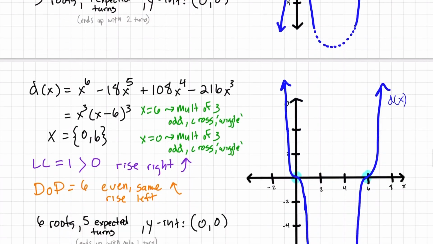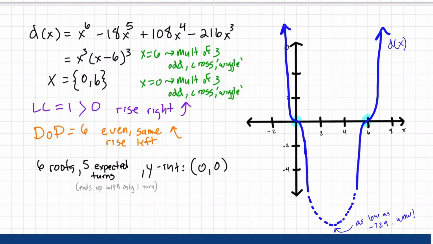One more like this, and it's d of x. Here I've multiplied the original a of x by x cubed. So when I factor out that x cubed, I have two things with multiplicity of 3. So at 0, it crosses again, but now it does that wiggle, and it wiggles on both sides, at 0 and at 6. And it's interesting how the wiggles are sort of mirror images of each other. All right, so I hope that helps you see just the subtle differences with the different multiplicities.